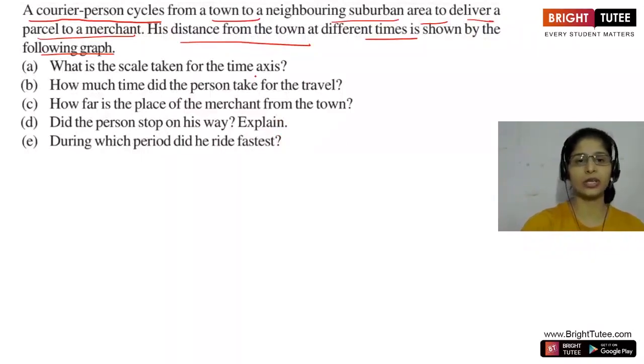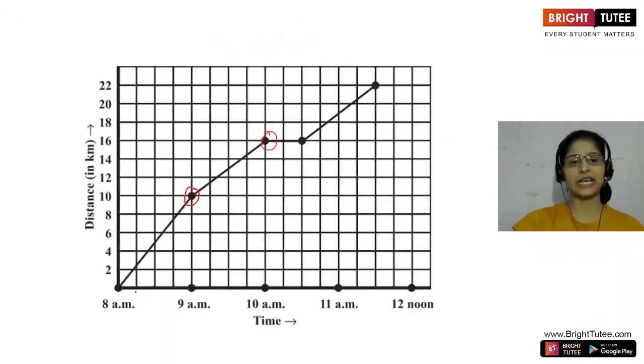What is the scale taken for time axis? So we see the scale taken for the time axis. This is 1, 2, 3. So we say that 3 centimeters represents 1 hour. This is the scale taken on the x-axis, and that means for time.